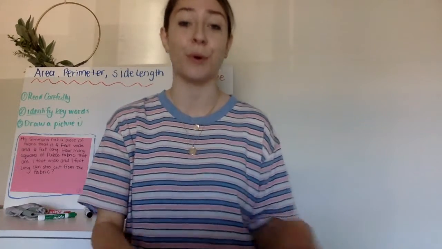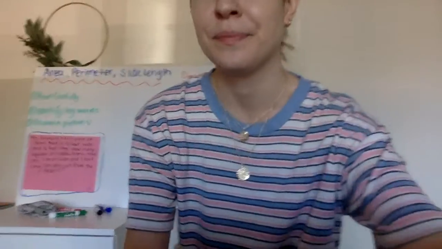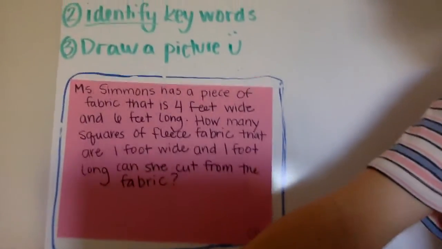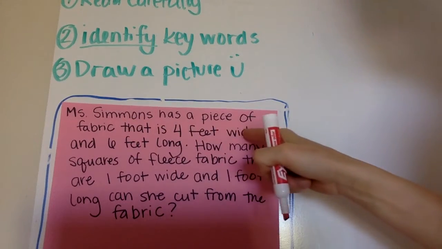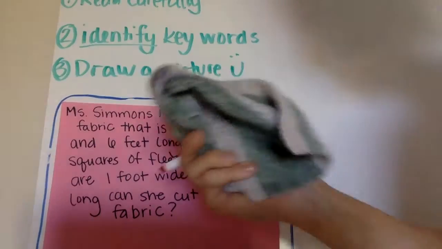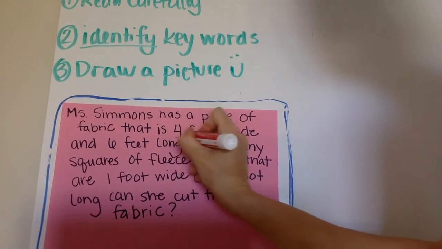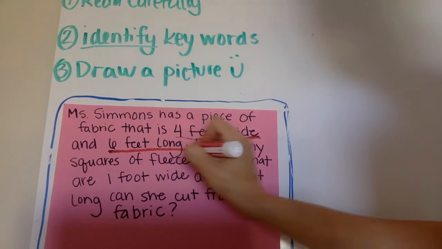So right now I want you to think about, what would you underline? What would you highlight? What do you think is important? And see if it matches with what I do. Come on closer. Okay, so Miss Simmons has a piece of fabric. Fabric is material, like this is fabric, that is 4 feet wide and 6 feet long.